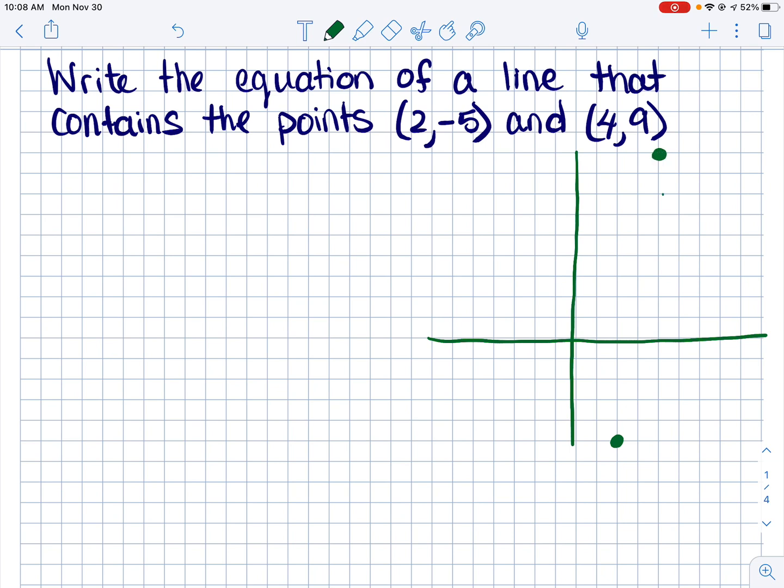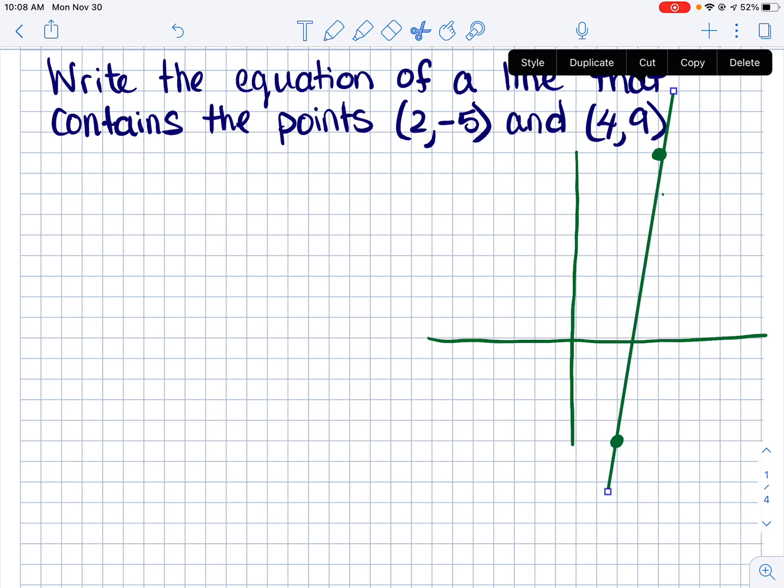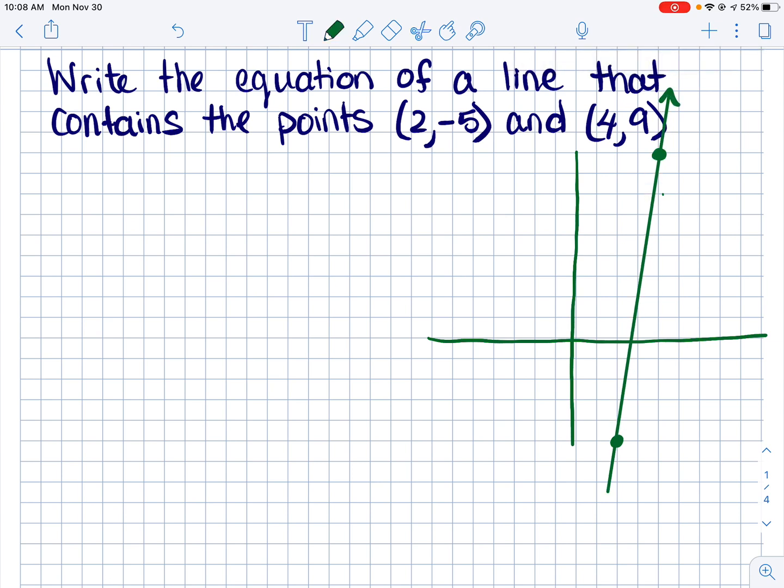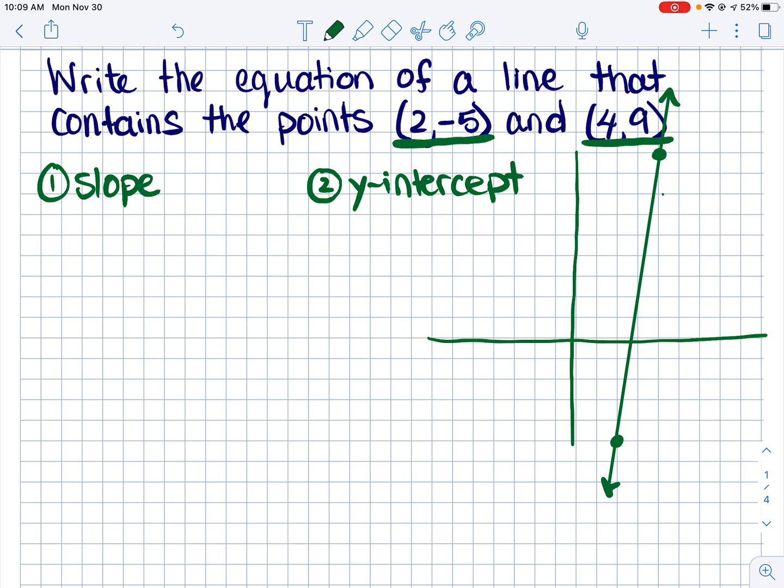So I've got a line that's formed in between these points. My line's a little bit off. Okay. So this is the line that I'm trying to make an equation of. I don't need to sketch it though, because I know in order to write the equation, I first need the slope and then I need the y-intercept. And I already know from the last lesson we did, I know how to find the slope between 2 points.